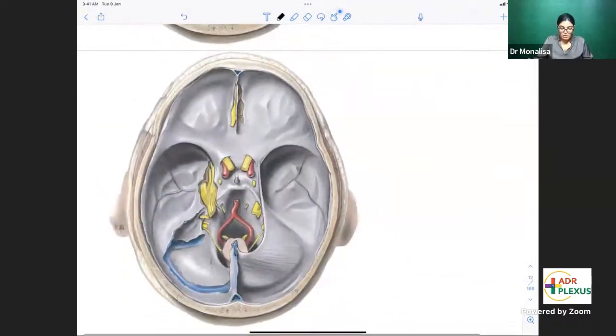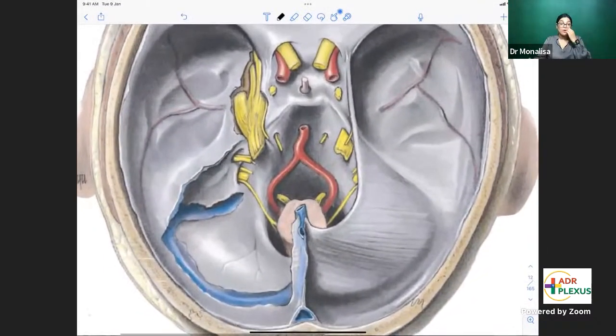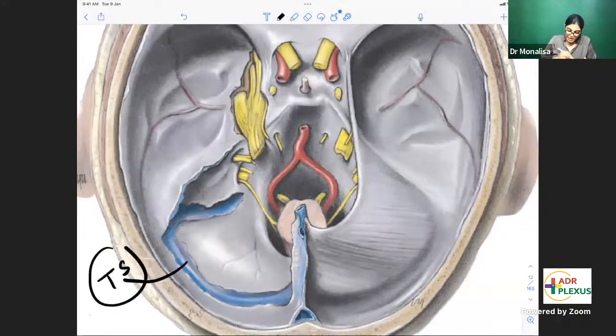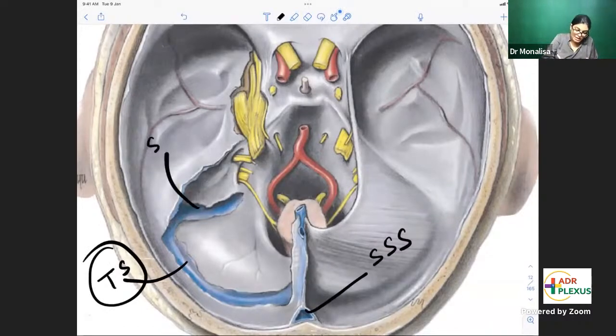Other than that, I would also like to highlight this image and also want you to identify the dural venous sinuses shown here. You can see here, this is the TS for transverse sinus. This is the cut end of the superior sagittal sinus, and this is the sigmoid sinus, which is shown in this diagram.